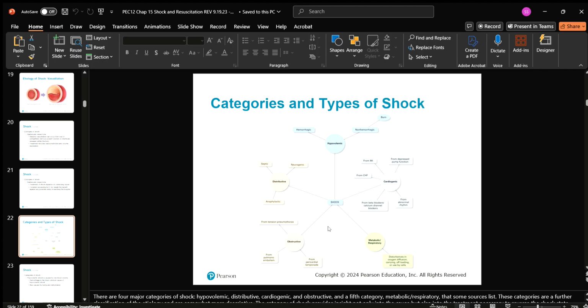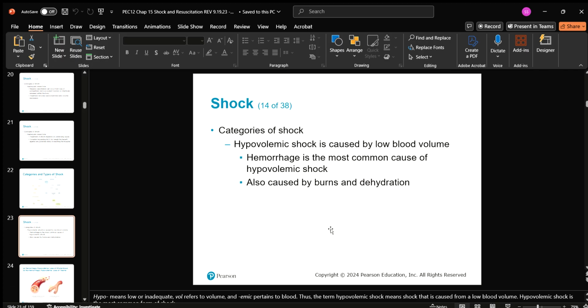All right, here's a bunch of different categories, and we're going to talk about these in depth. So we talked about the etiologies of shock. What was the first one we talked about? Inadequate volume. So now we're going to talk about the categories. We're going to talk about hypovolemic shock. Hypo meaning low, volemic, volume. Hypovolemic shock. Low blood volume.